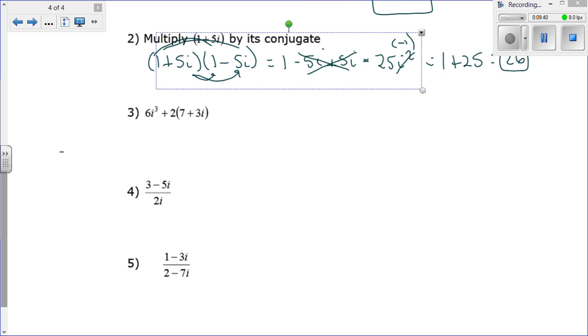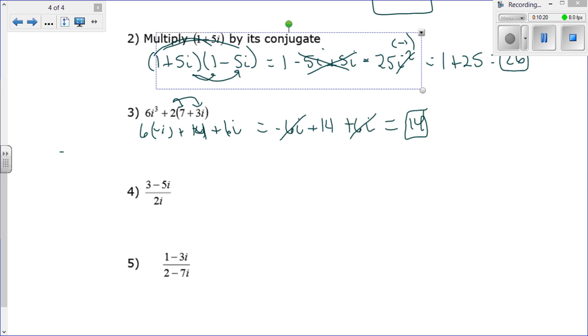Number 3, I have 6i cubed. Well, so it's 6 times i cubed, which is negative i, plus distribute the 2. 2 times 7 is 14, and then 2 times 3i is plus 6i. So this means I have negative 6i plus 14 plus 6i. Well, my 6i and negative 6i cancel each other out. So I have 14 for my final answer.